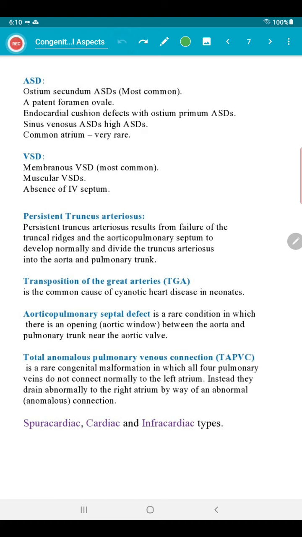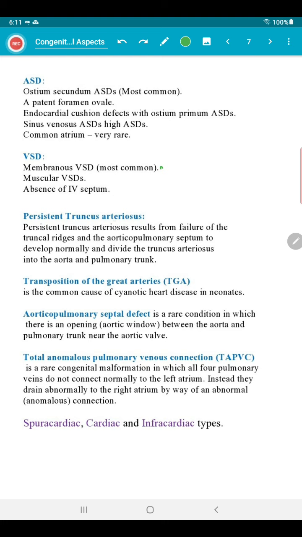Now VSD, membranous VSD most common. VSD itself is most common. Of all VSDs, membranous is much more common. Muscular VSD, absence of intraventricular septum, totally absent, no trace.